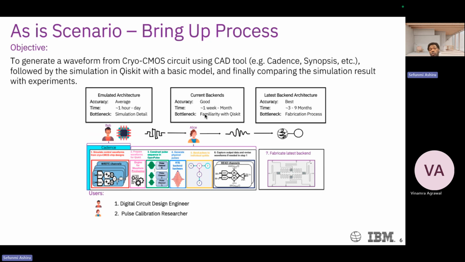And that can take up to 1 week to a month, depending on Alice's familiarity with Qiskit. And then finally, the best case is to use it on the actual architecture and you get accurate results, but then this would take 3 to 9 months of fabrication time.